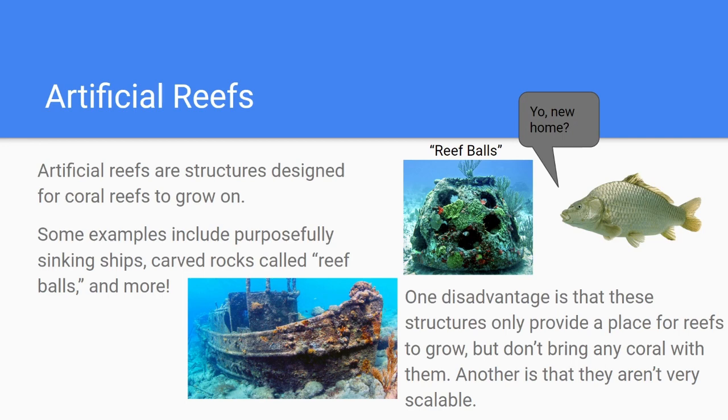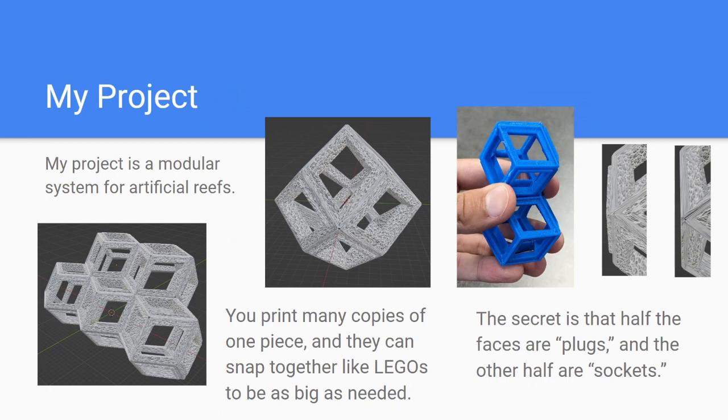A disadvantage of these structures is that they only provide a place for reefs to grow. They don't bring any coral with them, and the reason for that is later in the presentation. Another issue is that they aren't very scalable. My project attempts to address both of these issues.